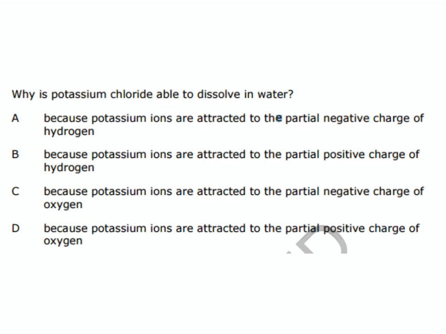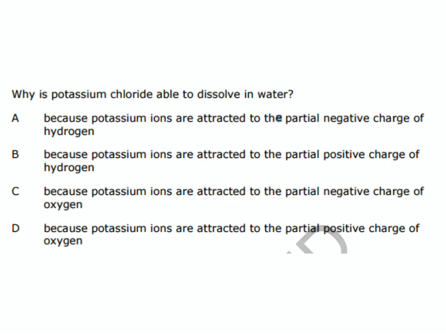So potassium is going to attract to what part of water? Okay, so potassium is positive in charge, it's 1+, and oxygen is going to be partially negative, so it's going to attract. So the best answer here is what? Potassium ions are attracted to the partial negative of oxygen. None of the other ones make sense because they're either incorrectly stating charges or they're saying positives and positives attract, and that's not the case.